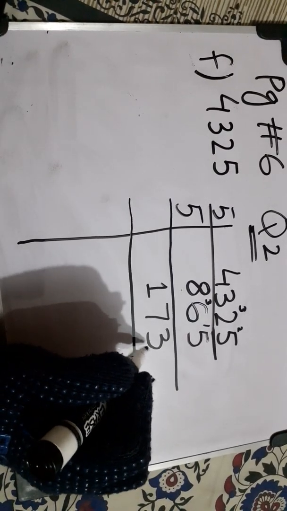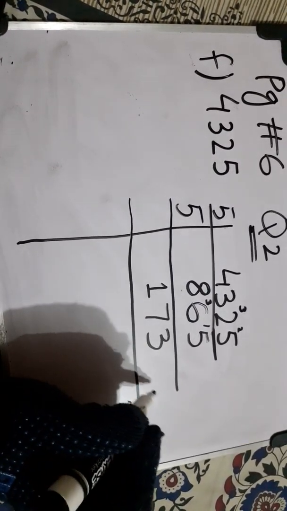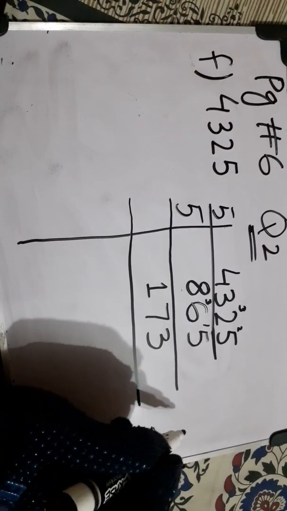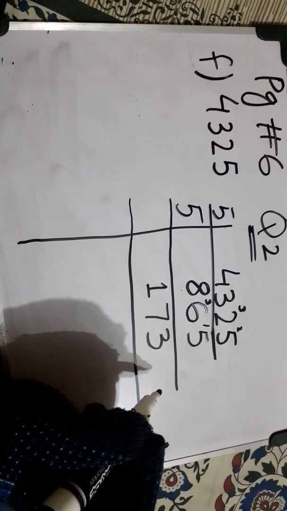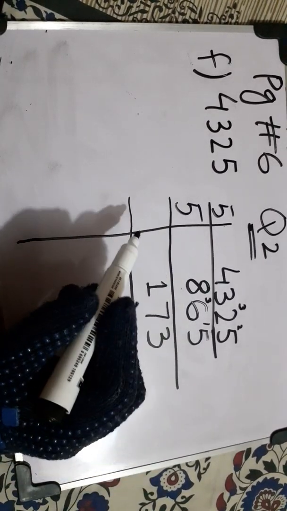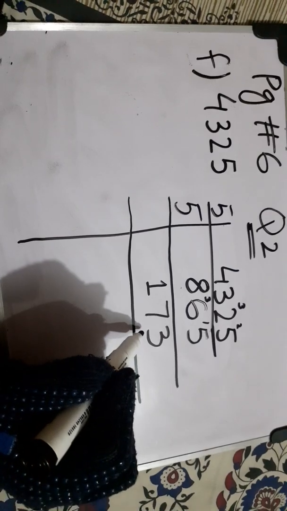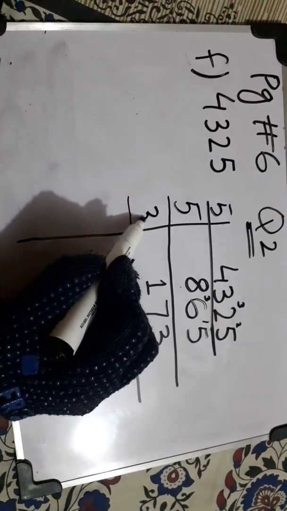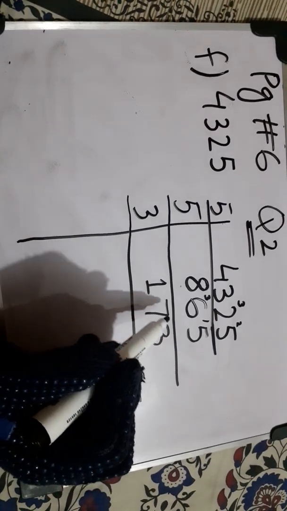173. Okay, the last digit is 3. It's an odd number, which means it cannot come in the table of 2. Does 173 come in the table of 5? Does 173 come in the table of 3? It can't be in the table of 2, because it's an odd number. So let's check in the table of 3. We are just checking.